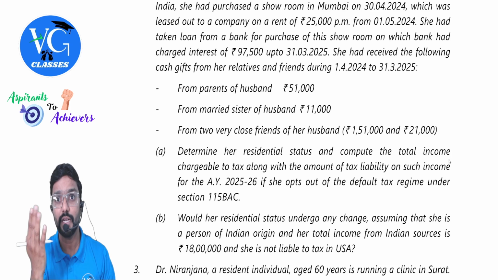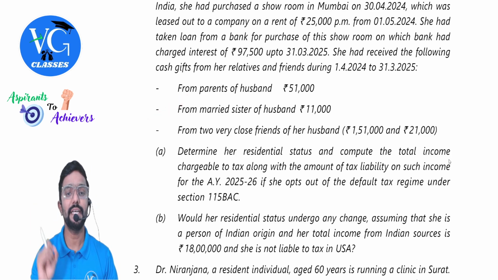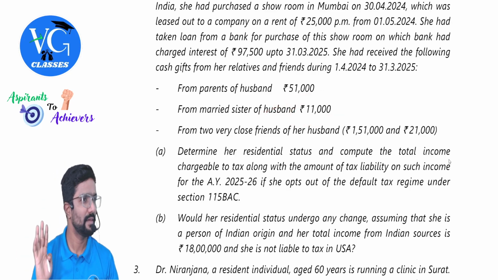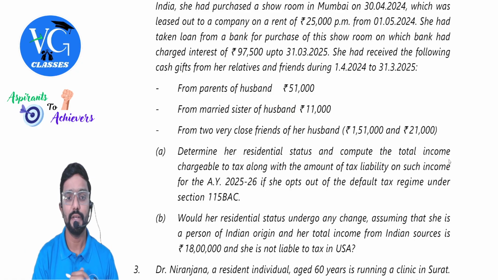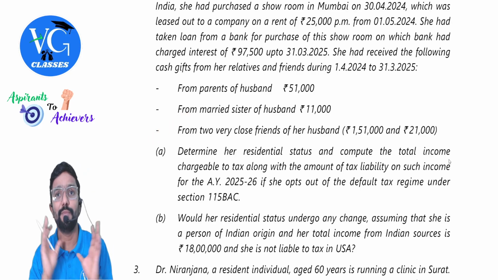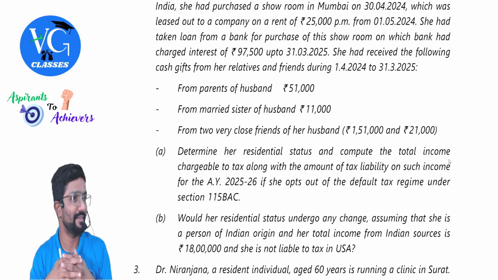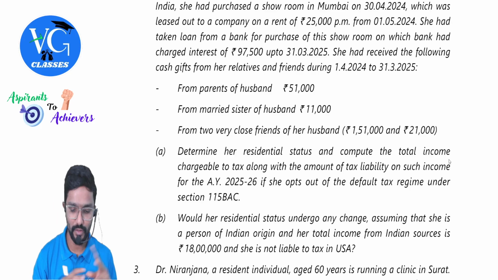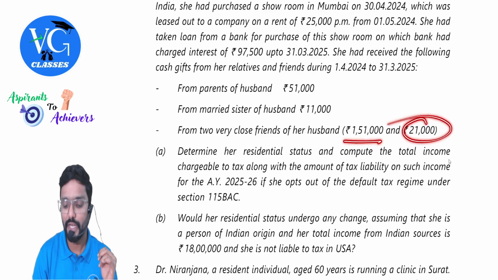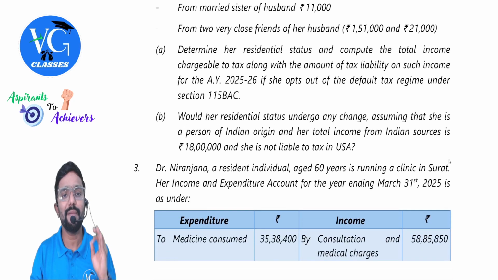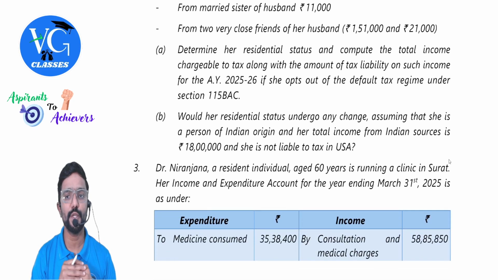Next, from married sister of husband, 11,000. Married sister of husband, part of relative. Okay, part of relative, sister-in-law. Okay. From two very close friends of her husband, brother from another mother or sister from another mother. Is it exempt? No. 1,51,000 and 21,000. Aggregate is more than 50,000. Hence taxable.